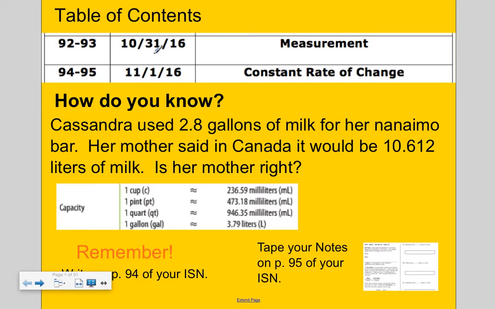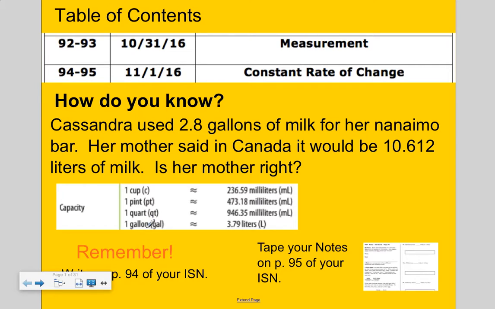Cassandra used 2 8/10 gallons of milk for her Nanaimo bars. Her mother said in Canada it would be 10 and 612 thousandths liters of milk. Is her mother right? So let's look at our conversion chart.